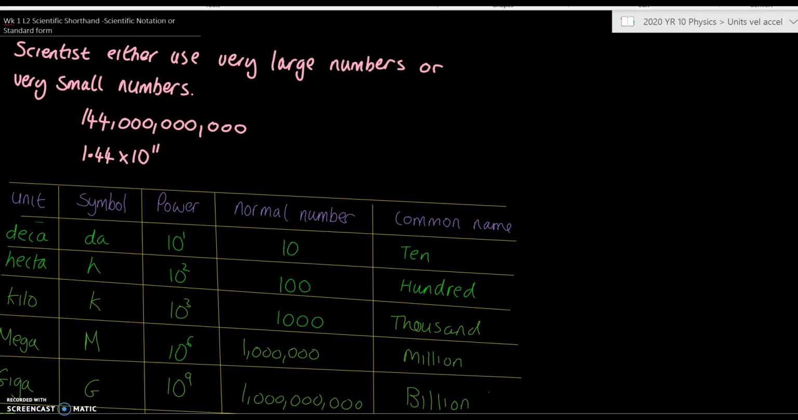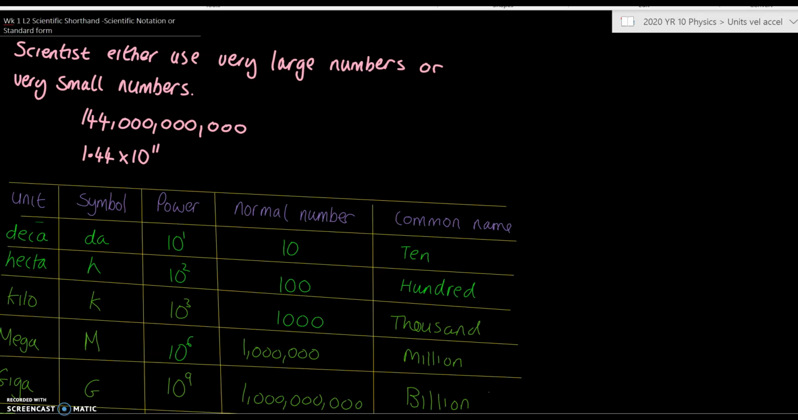Now the table will need 12 rows and it'll have 5 columns, and the columns are going to be unit, symbol, power, normal number and common name. And then just underneath that put 11 rows. When you've done that, restart the video.